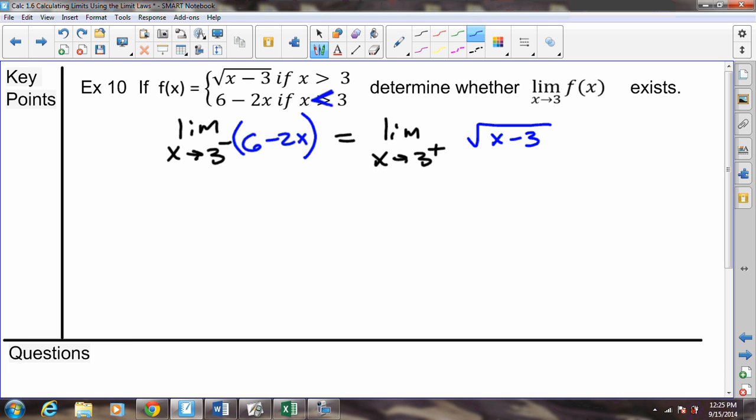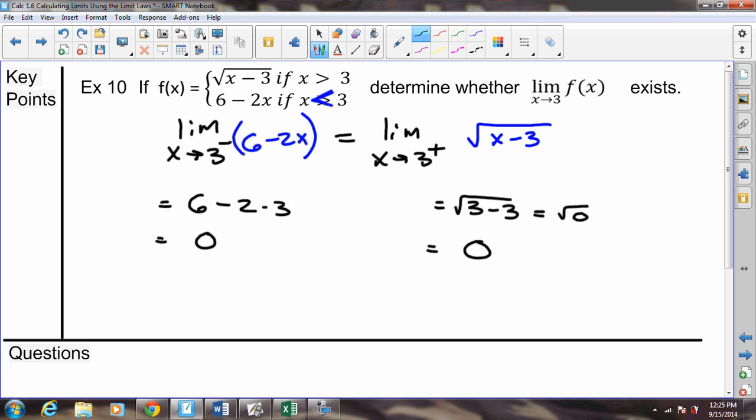As x approaches 3 from the left, we would have 6 subtract 2 times 3. That's closing in on 0. And if we're approaching 3 from the right, we'd have the square root of 3 minus 3, which is the square root of 0, which is just 0.